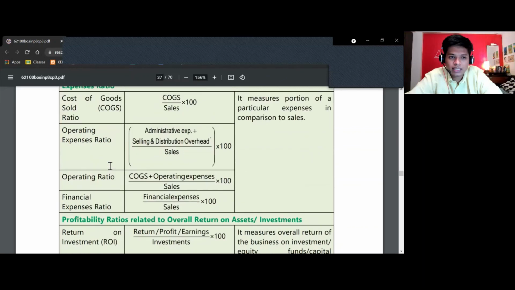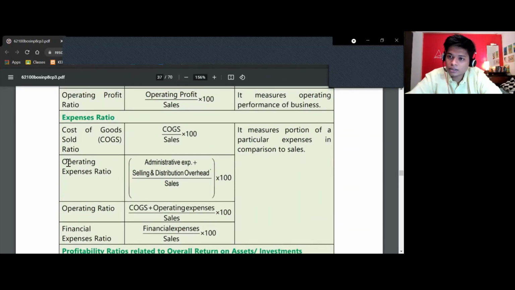Expense ratios, it might also ask. They'll give you the ratios and ask which of the following is not a liquidity ratio. I'll do some questions also.